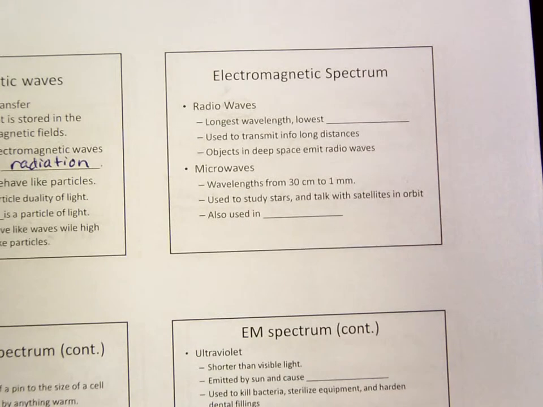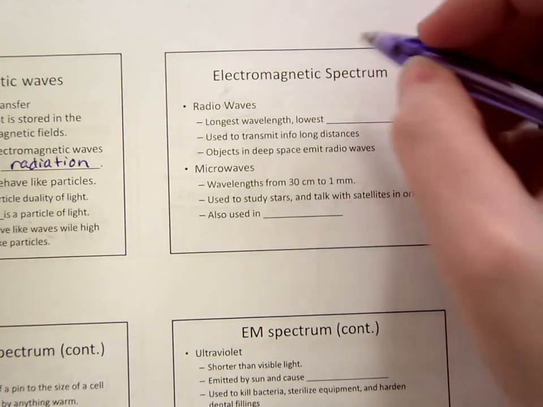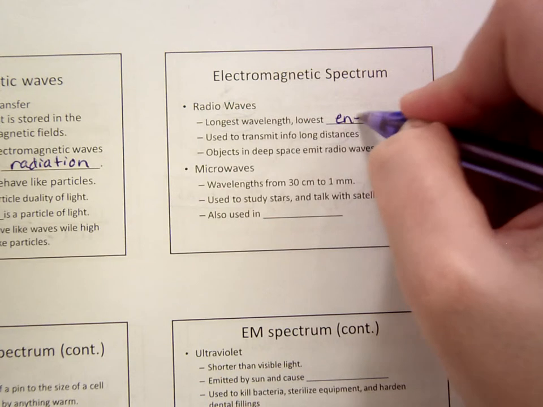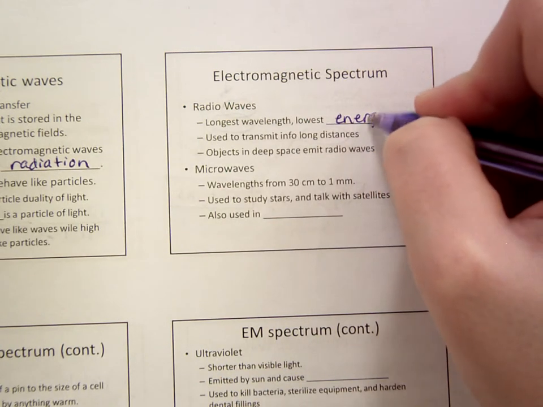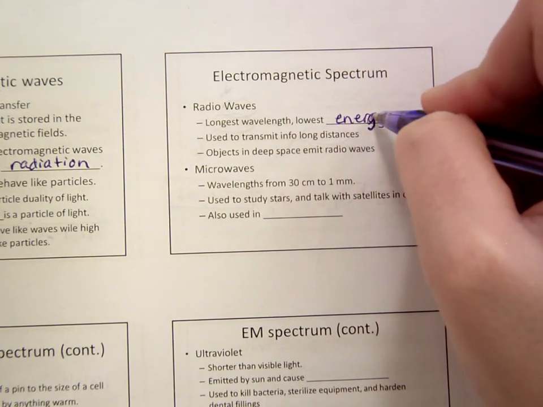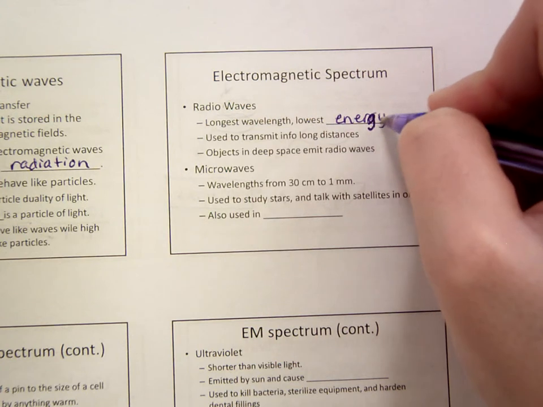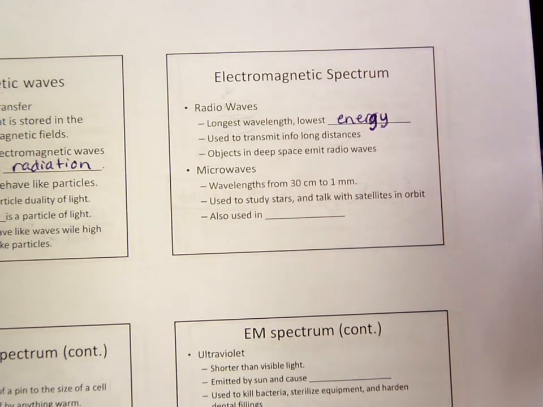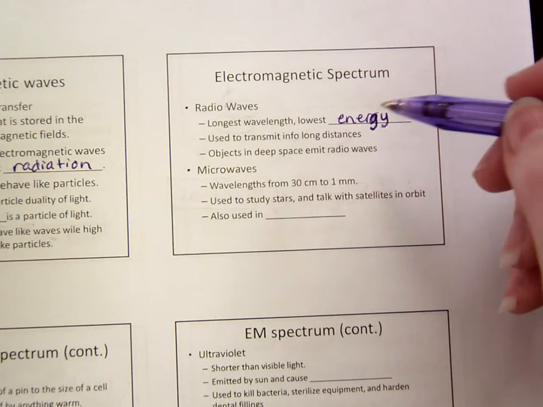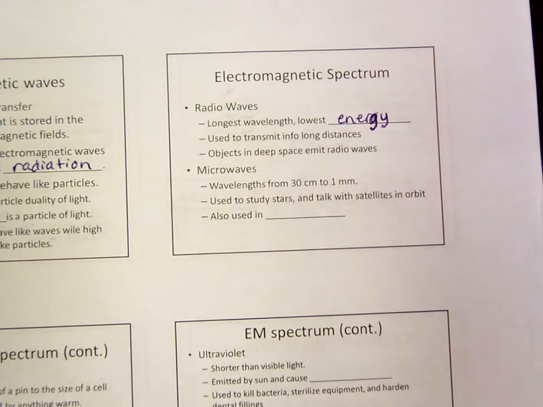All right. So going to talk briefly about the 7 types of electromagnetic waves. Radio is the longest wavelength and lowest energy. We use them a lot in communications, communicating information long distance, like with your cell phone or even just cable television. But another interesting fact is that objects in deep space have been known to emit radio waves as well.